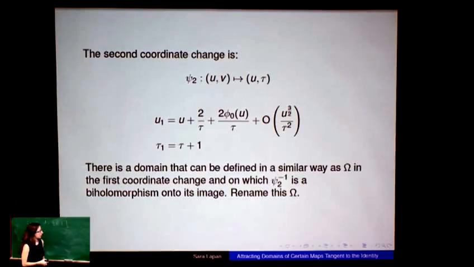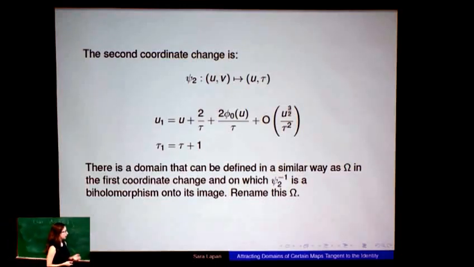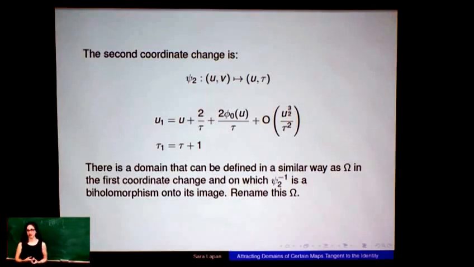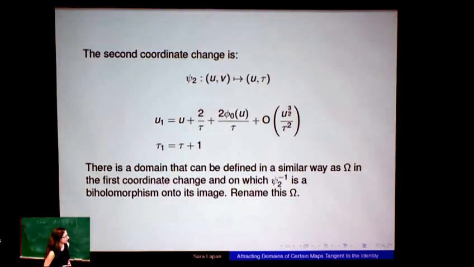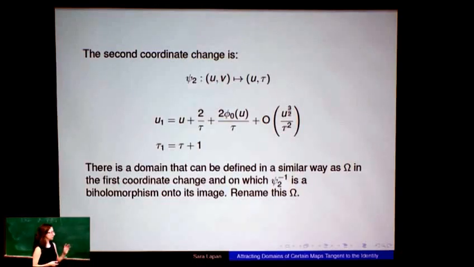Okay, so there is a domain that can be defined in a similar way that we had omega defined over there, and on which psi2 inverse is a biholomorphism onto its image. So we're just going to rename that omega and keep going, but it looks the same, just some of the constants are changed.